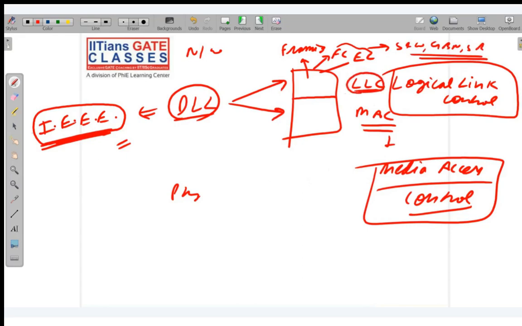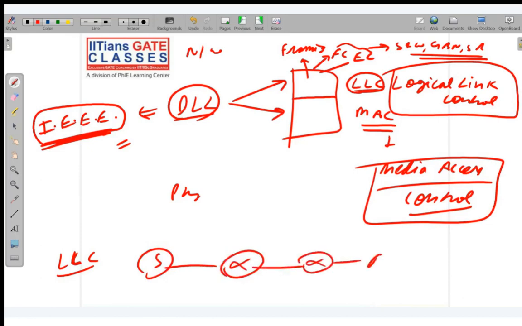If you ask me what the exact work of LLC is, I will say LLC will handle all the issues related to node delivery. The only thing is you should have a dedicated link, like this is the sender, this is a router, this is a router, and this is the receiver. All the issues related to node delivery can be handled by LLC, logical link control. Whether it is framing, flow control, or error control, everything will be handled, no problem.